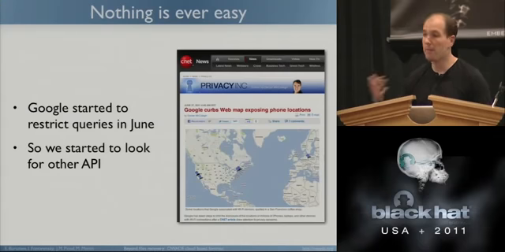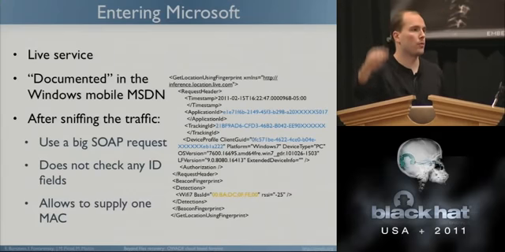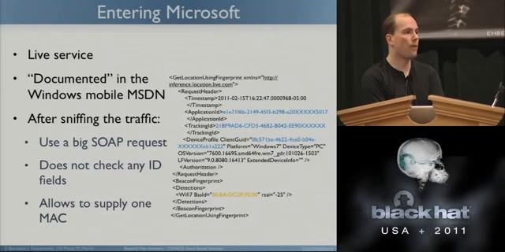So I said, OK, let's see how the other browsers are doing. How, let's say, Internet Explorer is doing it. It's supposed to be HTML5 compliant. How are they doing it? Well, Microsoft used a Live service API, which has been documented in the Windows Mobile MSDN. It's a long documentation, but if you just sniff the traffic, you're going to see that it's actually a SOAP request, which is basically a big XML file that you can post to Live, and Live is going to return you the position of the MAC address, and you only needed one MAC address.